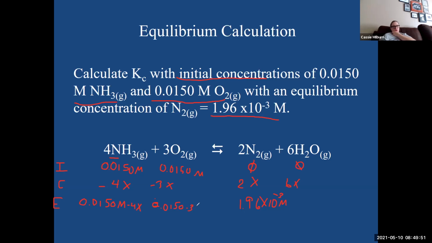-3x, right? We know that this is that value for 2x. And then we know that this here would be 6x, right? So the secret here, we're trying to calculate the Kc, right? So we already know that at equilibrium, this guy equals 2x, and it equals 1.96 times 10 to the minus 3 molar. Okay, so then we know that x is going to be equal to what?